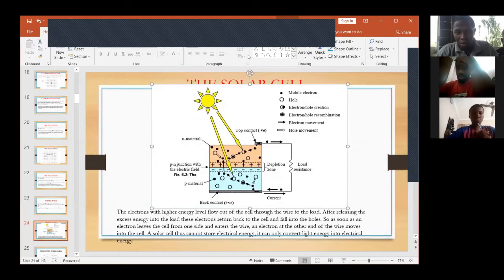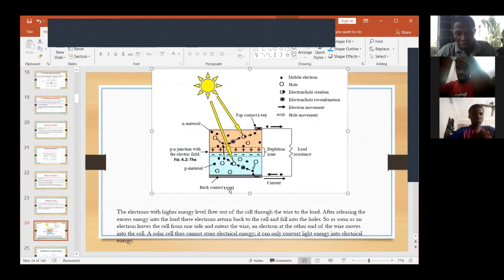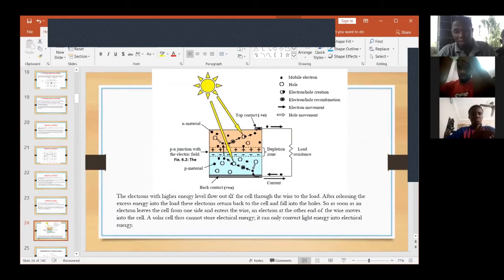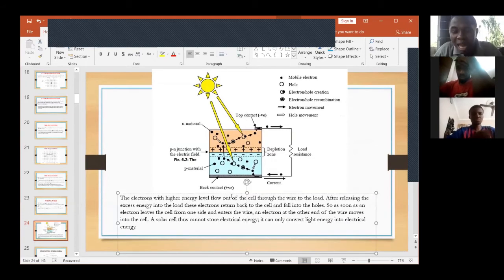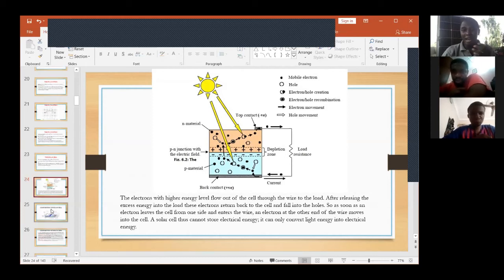All right, let me show us some things. The whole theory I've been trying to explain is summarized in this view. Electrons with higher energy level flow out of the cells through the wire to the load. After releasing the excess energy into the load, these electrons return back to the cells and fall into holes. As soon as an electron leaves the cell from the other side, it enters the wires, and this cycle continues from step 1 to step 2.